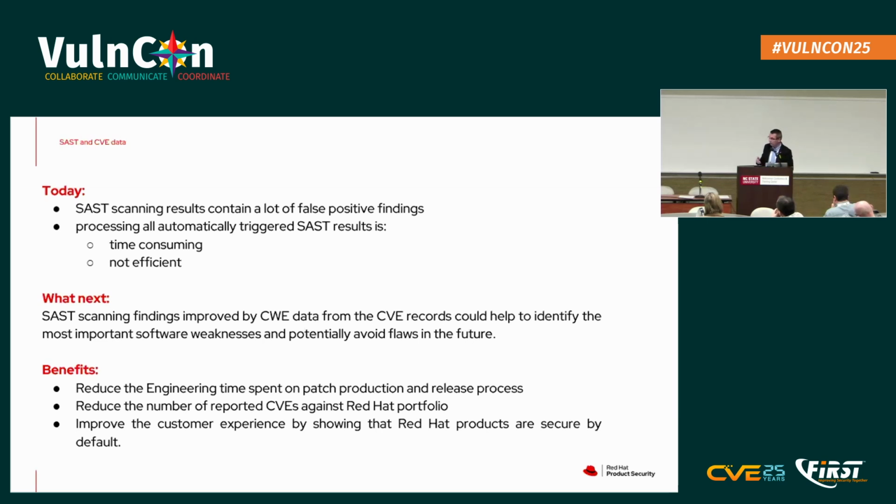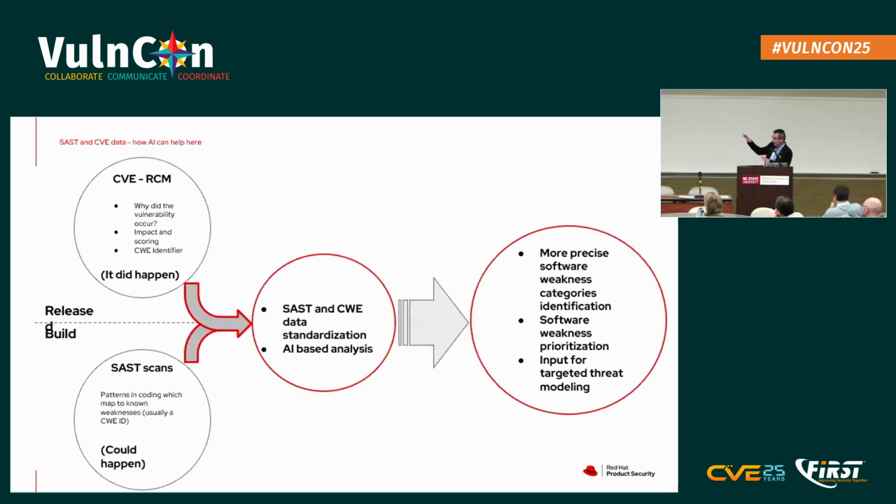And we found pretty interesting patterns that will help our engineering teams to focus on the right weaknesses, because it means that something is wrong if we found problems in our scan results and we repeat the same type of vulnerabilities again and again in this particular component. That will reduce the number of reported CVEs against the Red Hat portfolio. And of course, at the end, it will improve the customer experience. Let's take a look at how it looks on the diagram.